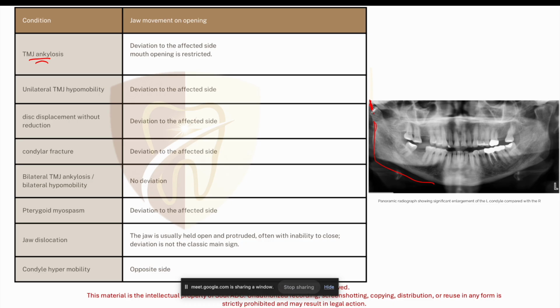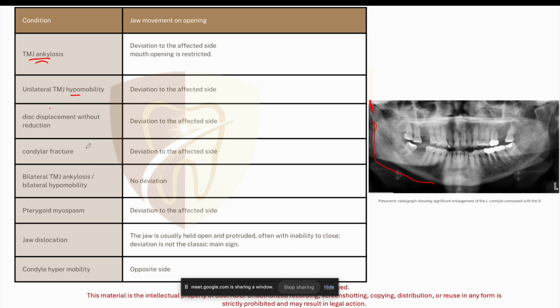Although the mouth opening is going to be highly restricted, if there is opening happening, it will be towards the affected side. Now, if there is unilateral TMJ hypomobility, there is reduced movement, there is stiffness happening, the deviation is almost the same thing. The movement will be on the affected side. Now, disc displacement without reduction, deviation is towards the affected side in this condition as well. Condylar fracture, if a fracture happens, the deviation is also towards the affected side.